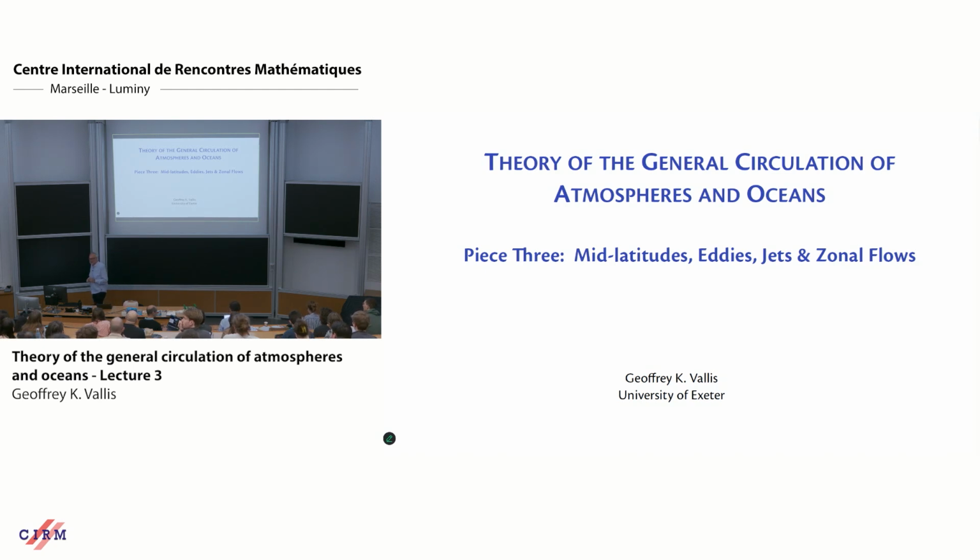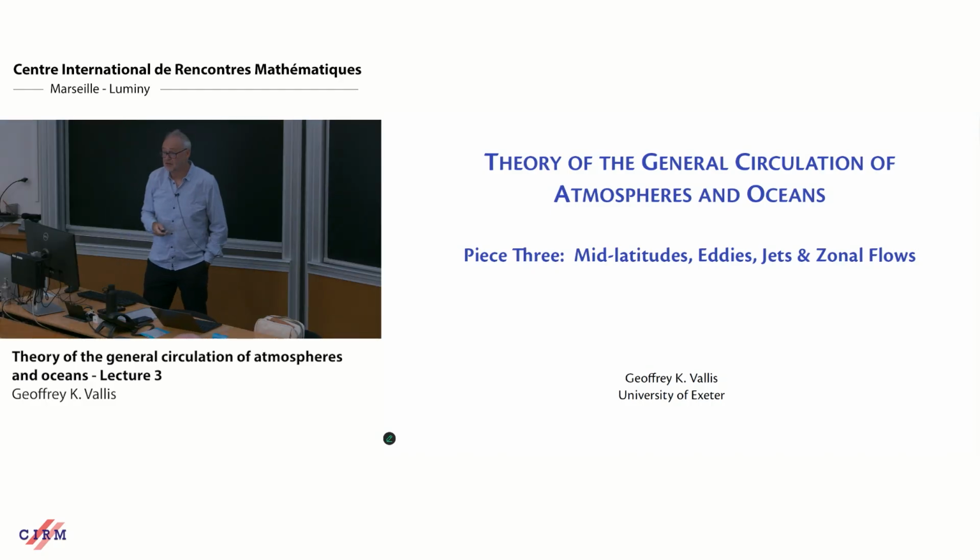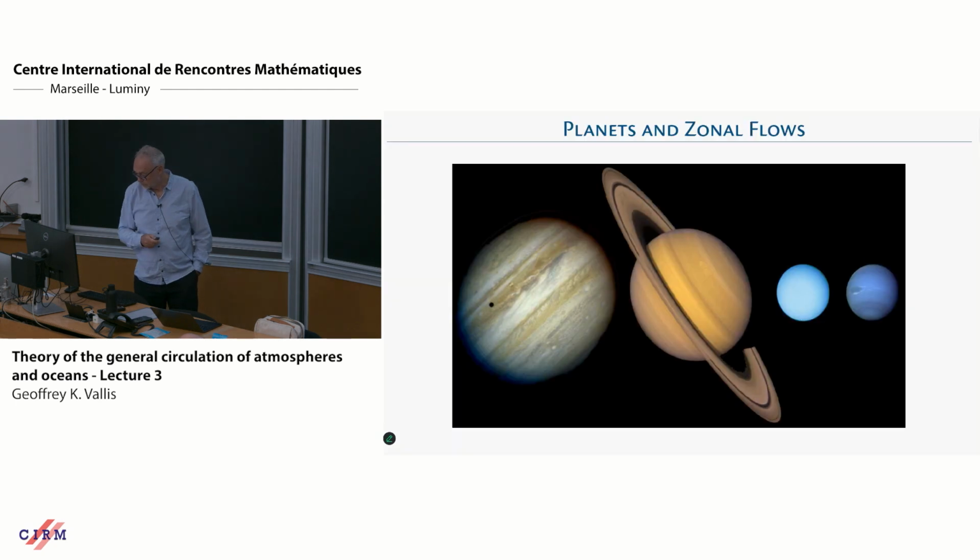So now we're talking about a little bit of dynamics, about mid-latitudes and why the flow goes round in the direction of the Earth's rotation mainly and does not go so much in the meridional direction. And why we get jets, and in particular, for example, why on planets like Jupiter we get even more jets.